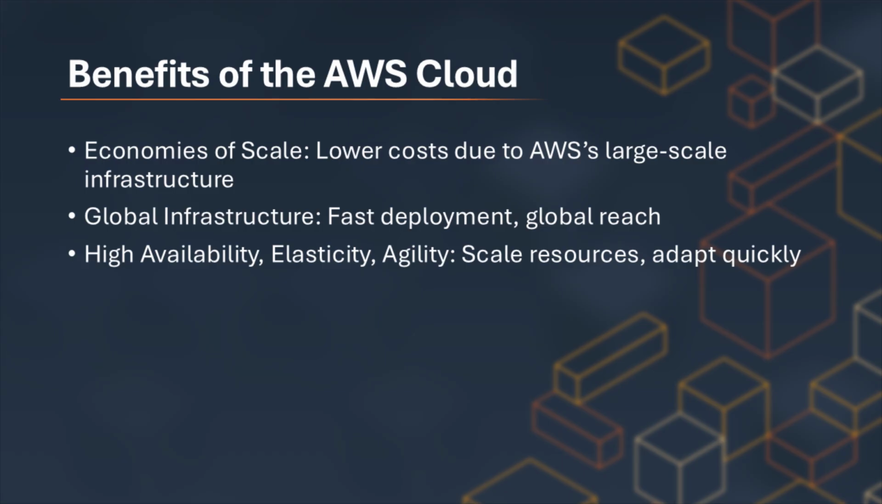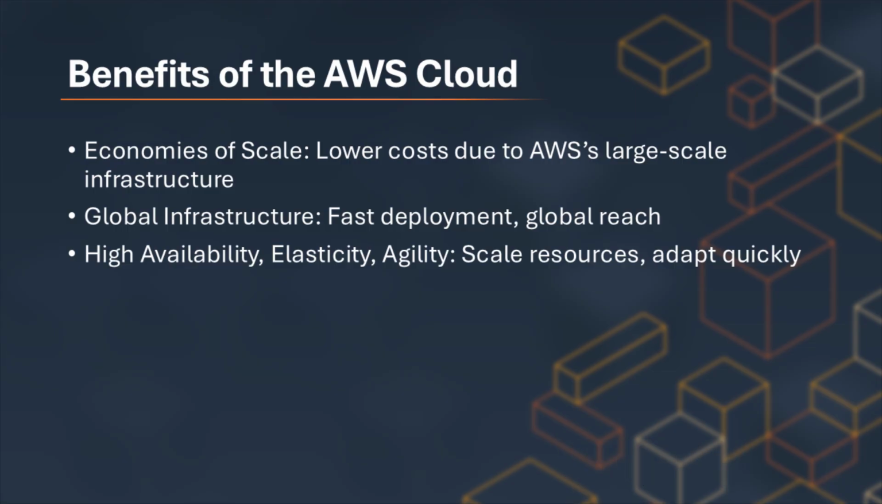One major advantage is economies of scale. AWS operates massive data centers, spreading costs across millions of users, which lowers prices for everyone. For example, instead of buying expensive servers for a small business, you can use AWS services like Amazon EC2, paying only for what you use. This cost-saving model is a frequent exam topic, so remember, AWS's scale means lower costs.